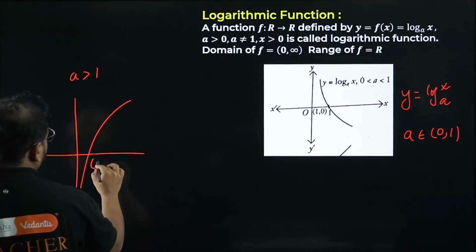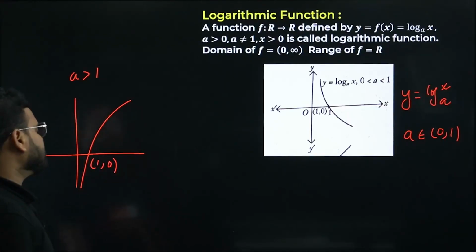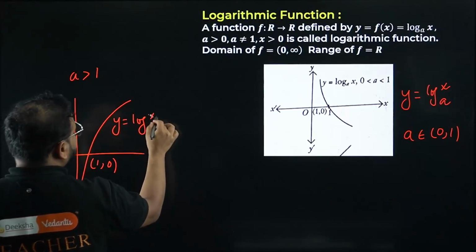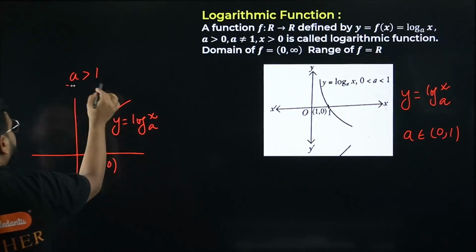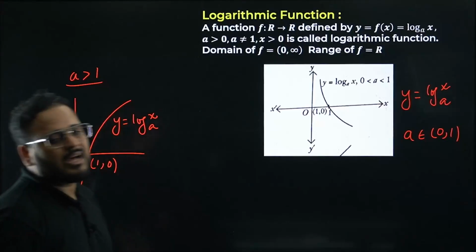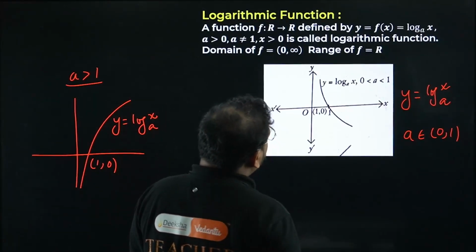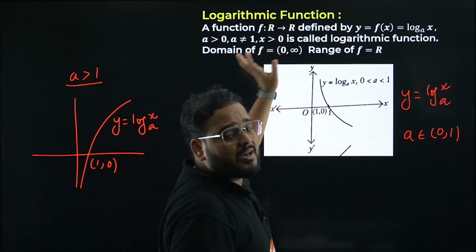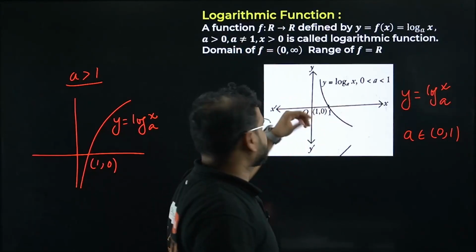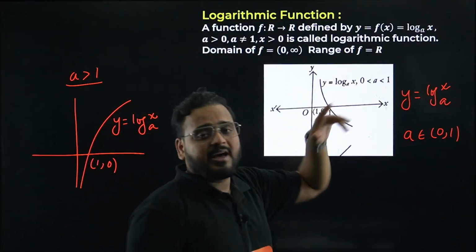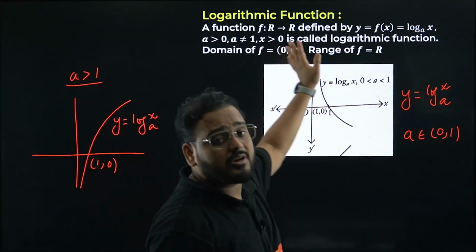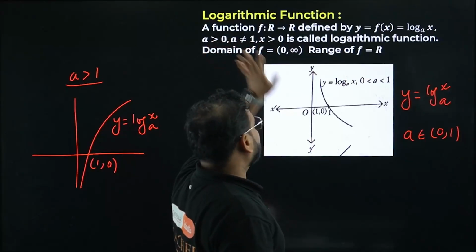This point is nothing but (1, 0). This point is (1, 0), and this is again the graph of y equals log of x with the base a, provided a is more than 1. Again, a cannot be 1. A has to be always positive. This is the definition, the defining conditions. A has to be positive, never 0, never 1.